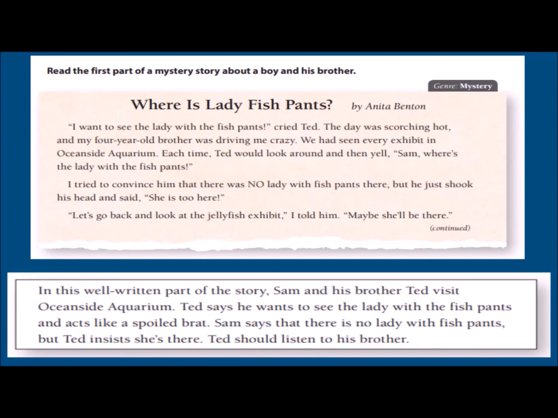In this well-written part of the story, Sam and his brother Ted visit Oceanside Aquarium. Ted said he wants to see the lady with the fish pants and acts like a spoiled brat.